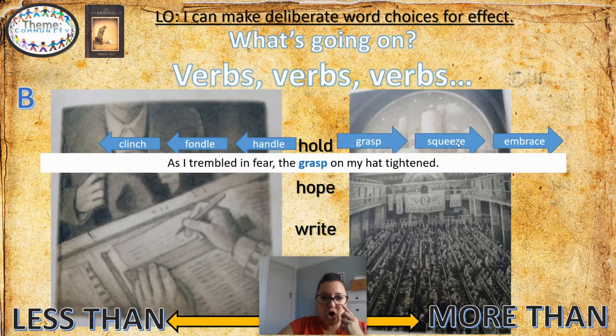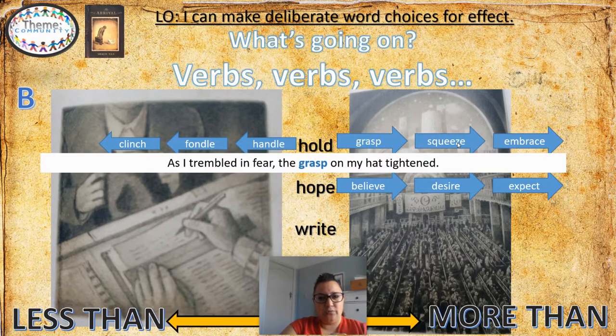Let's look at the next word, hope. Now, this really is a bit of a tricky one. Hope, more than hope, might be to believe it. More than believing it, you desire it, you really want it. More than desire, you expect it to happen. There's no guarantee that it will, but you have that expectation.